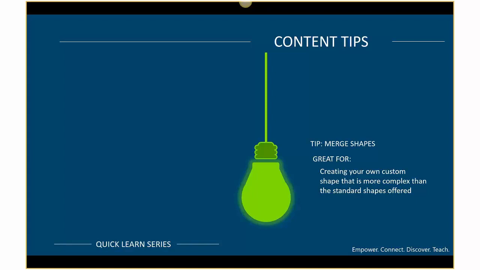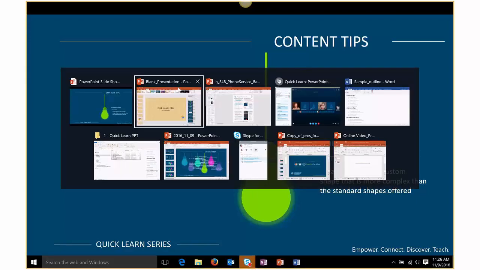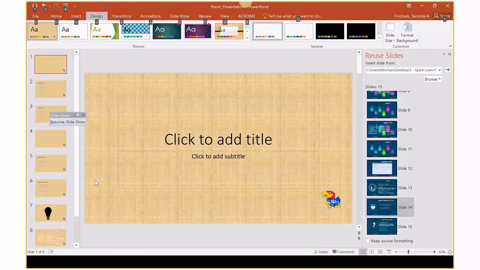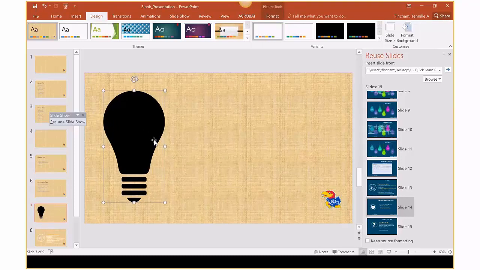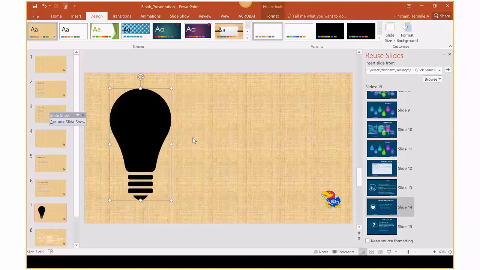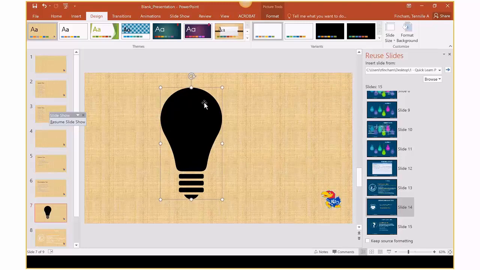So let me show you really quickly how I created this light bulb. Typically, when I'm creating a more complex shape, I find an image on Google Images that looks like how I want my final one to look, so that I have a model to go off of. This can also be helpful because you can trace around this model and create your own custom shape.